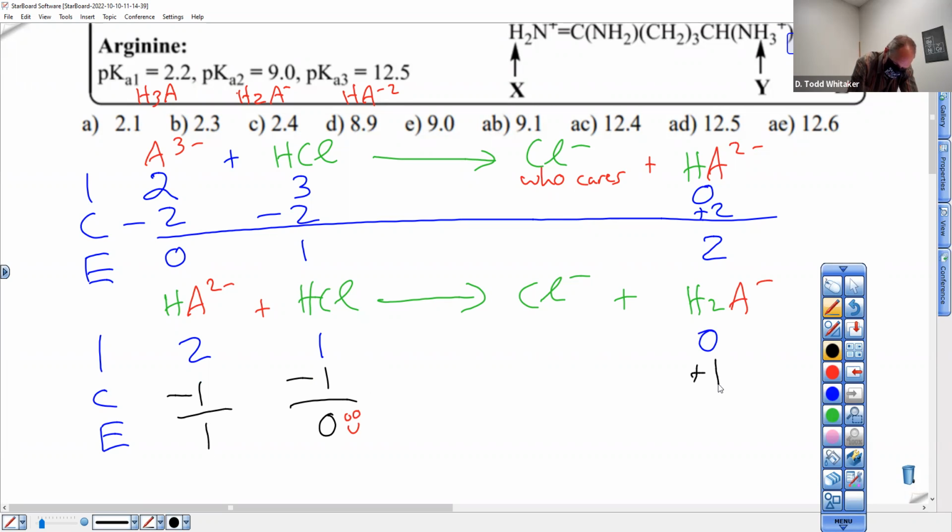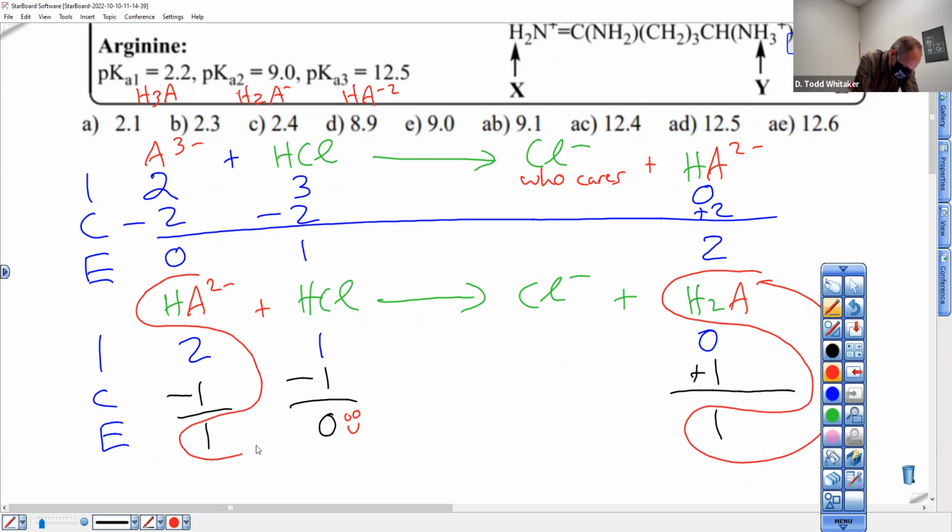Oh, this is a perfect buffer. Do you know how I know? Equal amounts of the acid and the conjugate base. Which of these two that I circled in this buffer pair is the acid? They both have protons. You must be careful. Which one is the acid in this pair? The one on the right.